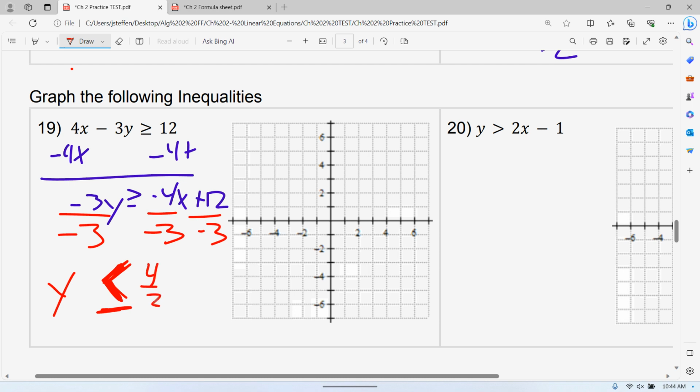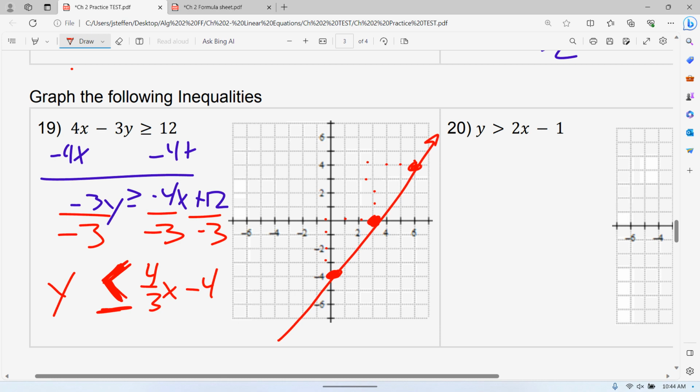So negative 4 is down here. My slope is up 4 over 3 to the right. 1, 2, 3, 4 over 1, 2, 3. So again, this one is y is less than, so we shade below.